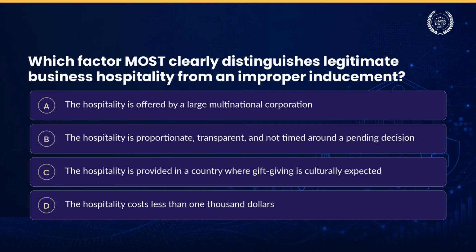Question 2. Which factor most clearly distinguishes legitimate business hospitality from an improper inducement? A. The hospitality is offered by a large multinational corporation. B. The hospitality is proportionate, transparent, and not timed around a pending decision. C. The hospitality is provided in a country where gift giving is culturally expected. Or D. The hospitality costs less than $1,000. Think about which answer captures the essential tests.